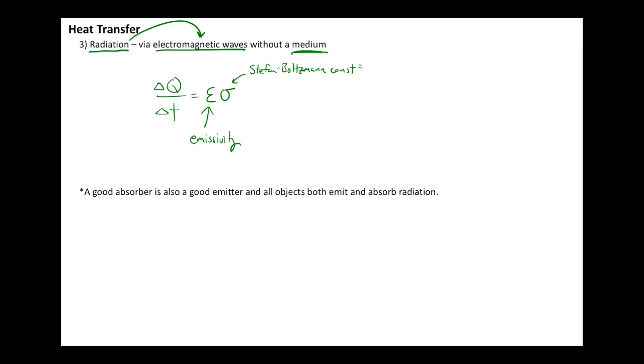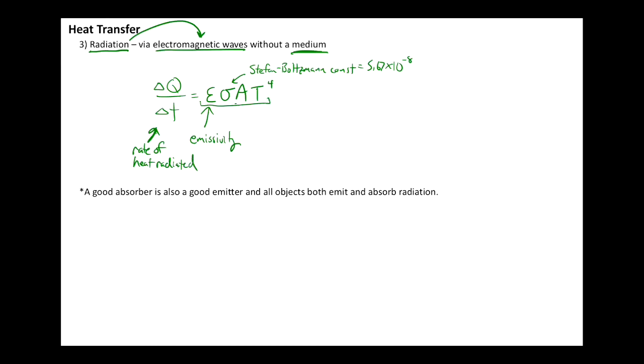And that is equal to 5.67 times 10 to the minus 8, and I'm not going to worry about the units, times the area. So you can see in some ways this sets up like the conduction equation. But then we have a little bit different because it's proportional to the temperature of the thing that's radiating to the fourth. So these quantities, again, this is the rate of heat radiated.